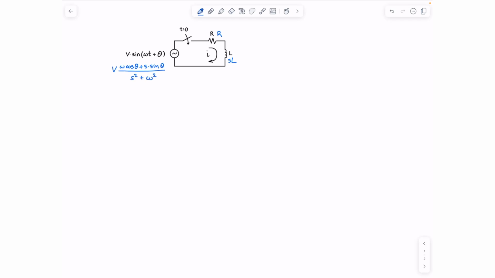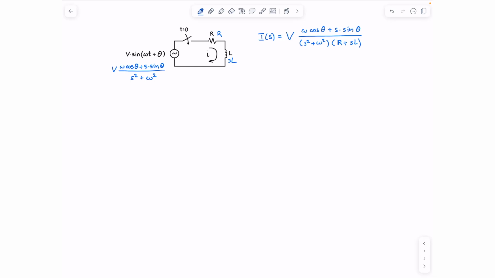Then at the second step, we use KCL, KVL, Ohm's law, nodal analysis, mesh analysis, or whatever analysis you know to find the signal you need. In our case, we can just use Ohm's law, and the current equation looks like this. Then at the next step, we do inverse Laplace of the function you found to have the signal in time.